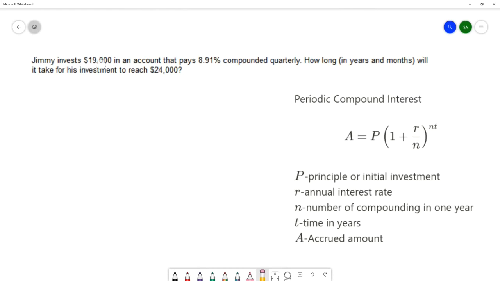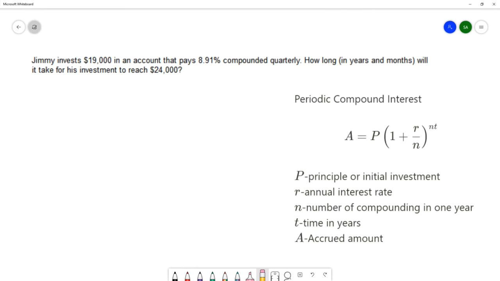Jimmy invests $19,000 in an account that pays 8.91% compounded quarterly. How long in years and months will it take for his investment to reach $24,000? So first thing I want to focus on is some wording in this problem that indicates the formula that we're going to use. The interest is compounded quarterly, which means that the interest is compounded periodically. So I have this formula for periodic compound interest, and the formula is A equals P times 1 plus R over N to the NT.